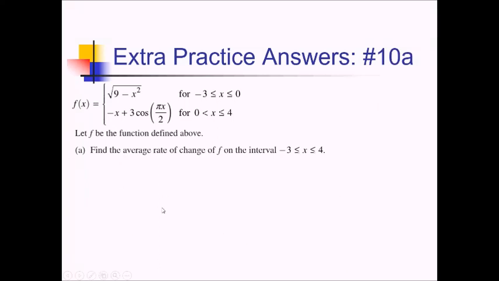On this free response problem, we're given this wacky piecewise function up here. And our first task is to find the average rate of change of f on the interval from negative 3 to 4. Well, that's just going to be f of 4 minus f of negative 3 over 4 minus negative 3. So 4 plus 3 then.